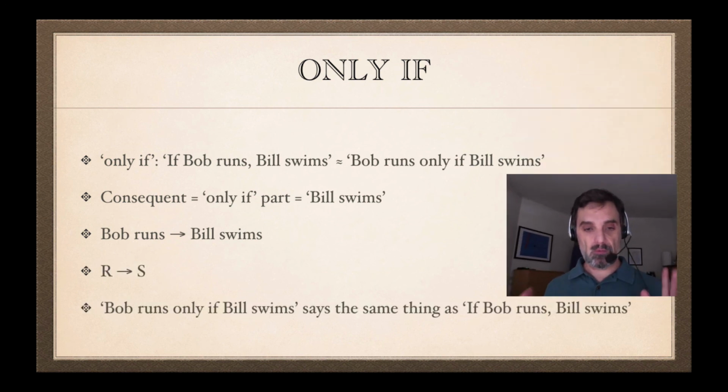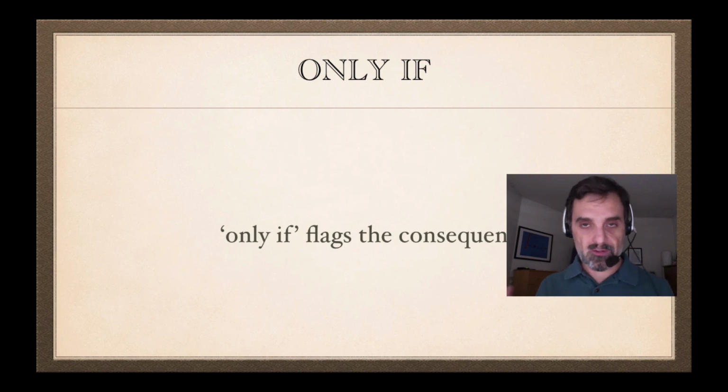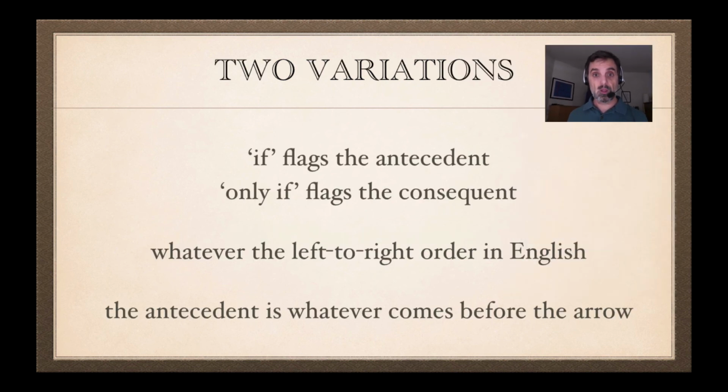So what you want to remember is Bob runs only if Bill swims says the same thing as if Bob runs, Bill swims, or only if flags the consequent. So you want to remember, if goes with the antecedent, only if with the consequent. So if flags the antecedent, only if flags the consequent. This is whatever the left to right order in English. And the antecedent is whatever comes before the arrow. So those are the two new variations that you need to know when you're symbolizing.